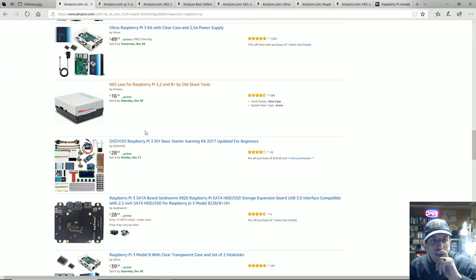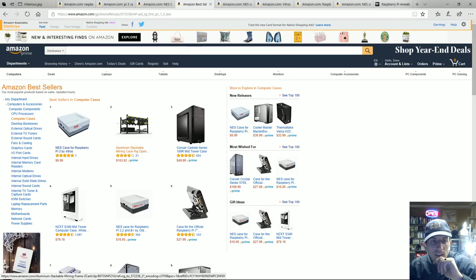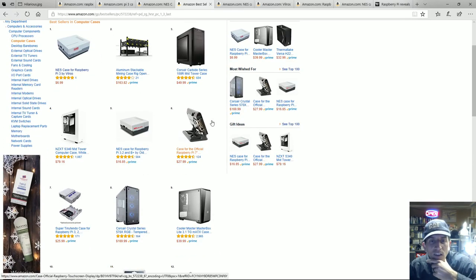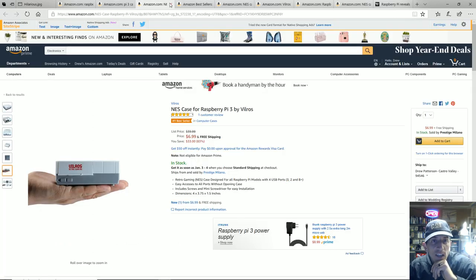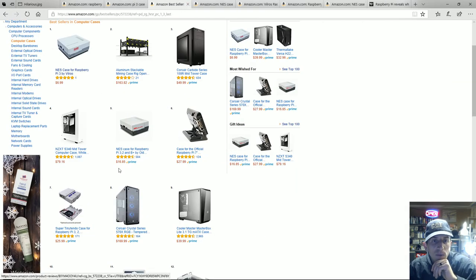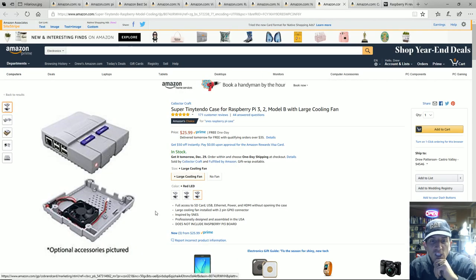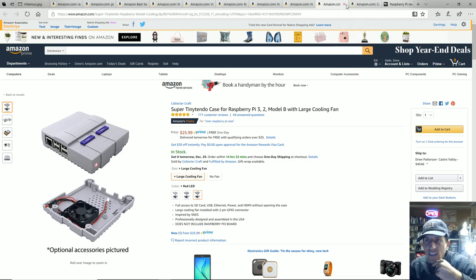Okay, what else is up here? Here we are, bestsellers. Aluminum stackable mining case. A lot of people on that Bitmine train right now. And then number 5 is this case right here. Not that case, but the other case. Super Tiny Tendo got number 7. That's pretty good. I didn't realize those sold so well. So Super Tiny Tendo leading the pack. People like that as one of the best SNES cases.